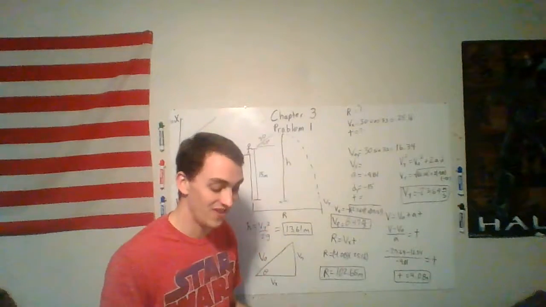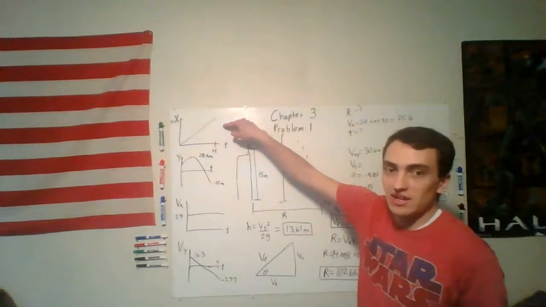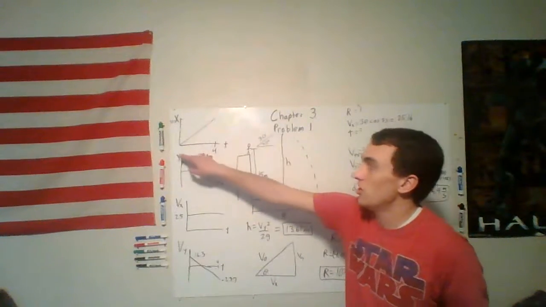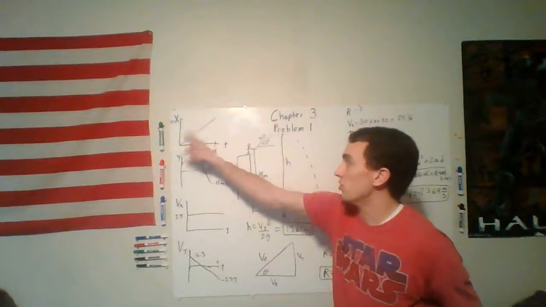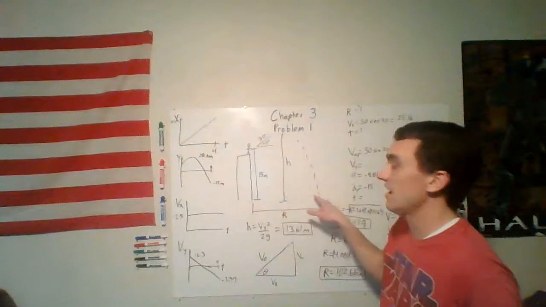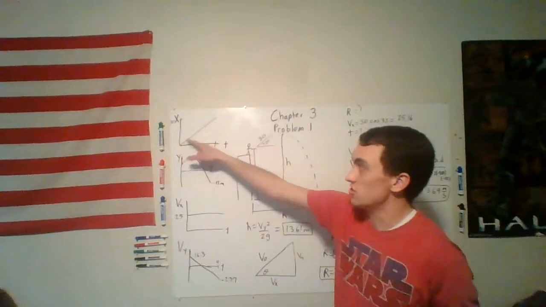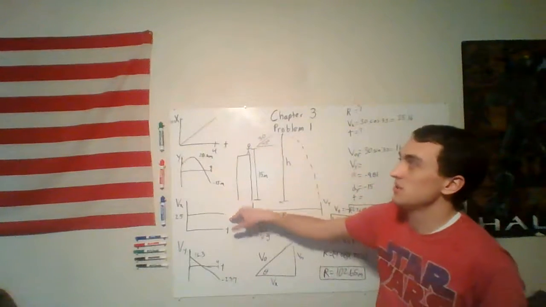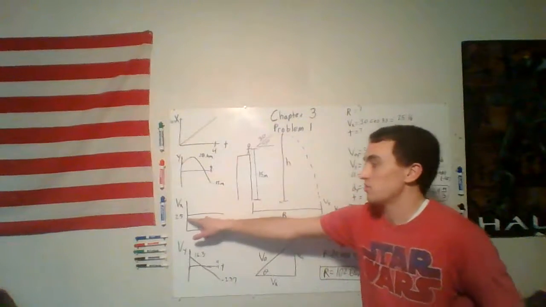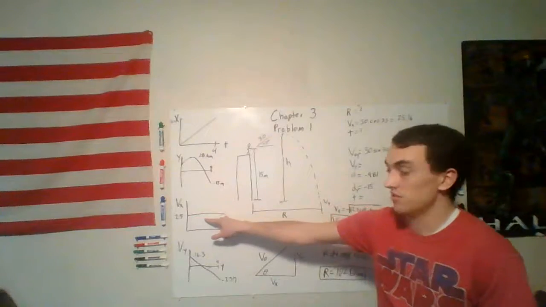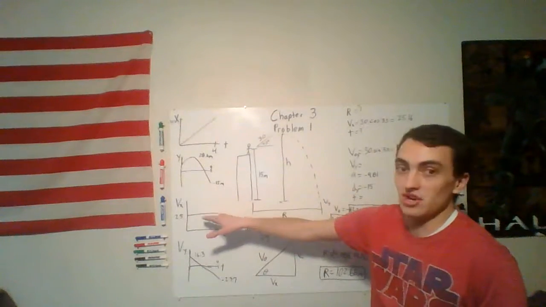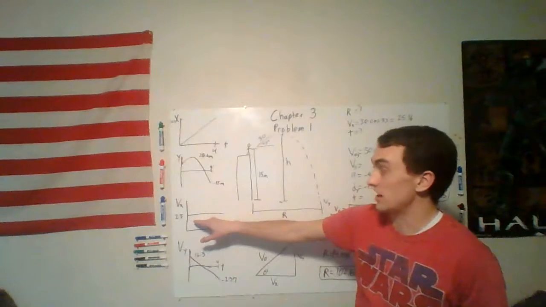For the final part of the problem, we need to draw the graphs of x of t, y of t, Vx of t, and Vy of t. So for x of t, since we're traveling at a constant velocity, we know the slope will be positive. Start from our origin point, going horizontally at a constant rate. This gives us a straight line. To get our Vx of t, we can take the derivative of this, which will give us a zero slope, because our Vx is constant and does not change.